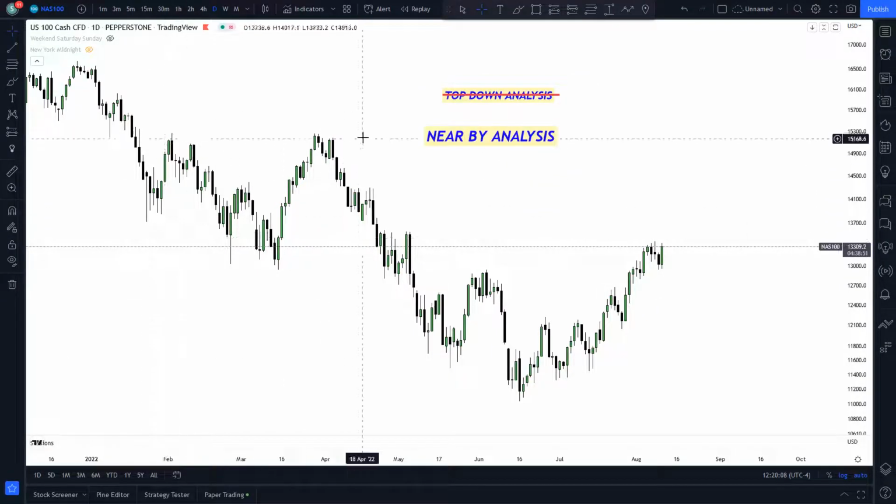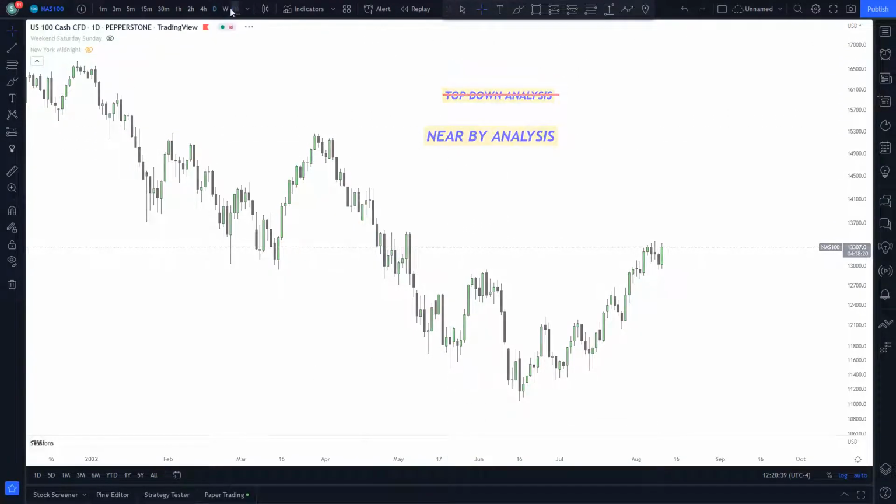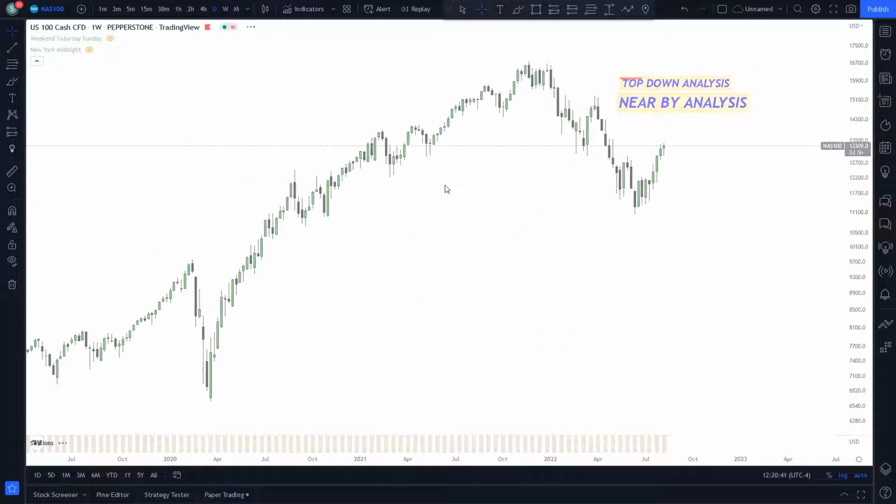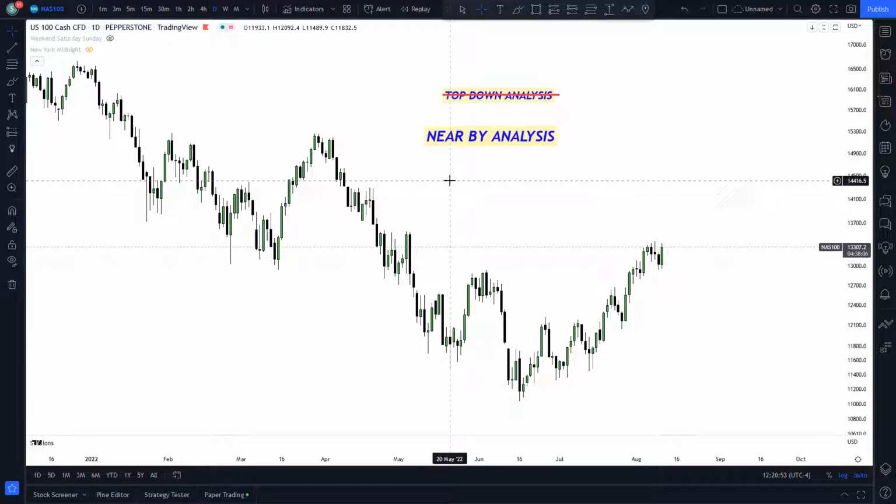So instead of thinking about doing a top-down analysis, the more relevant way to think about it is like doing a nearby analysis. So instead of finding all the key areas, starting from the monthly to weekly to daily, what you should be focused on instead is a nearby analysis. So finding key areas that are nearby price at the moment.